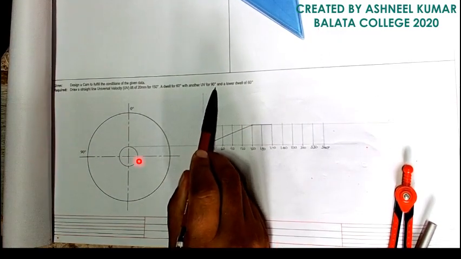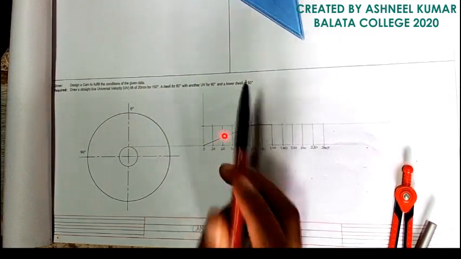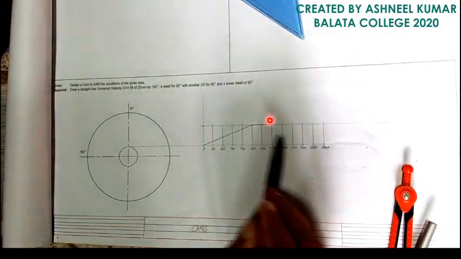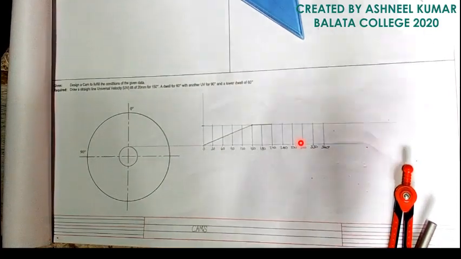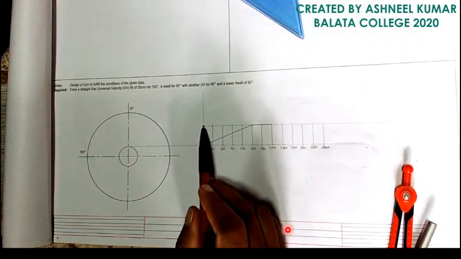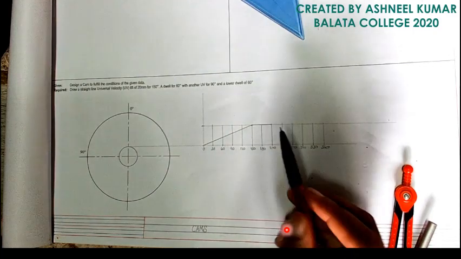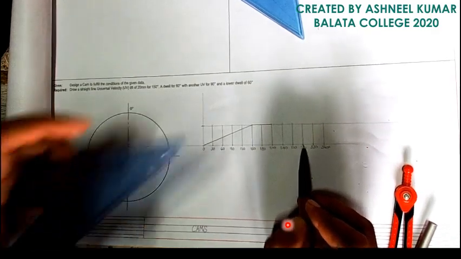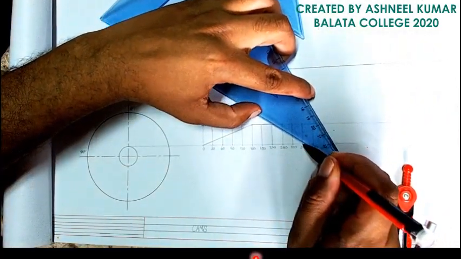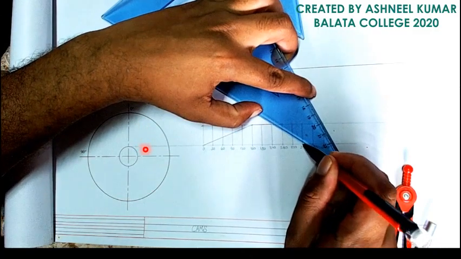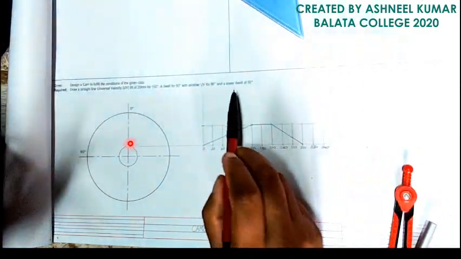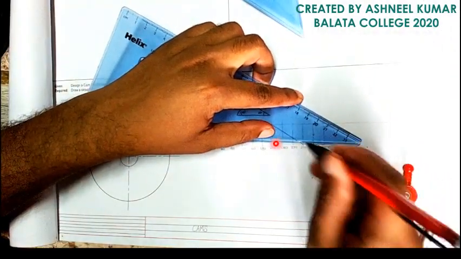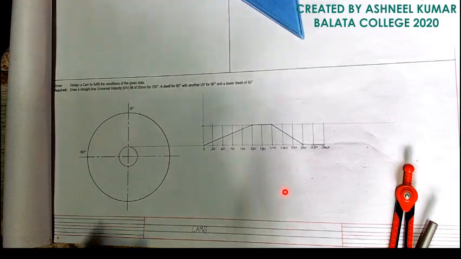Now the next one is another uniform velocity for 90 degrees and a lower dwell of 60 degrees. So from 210 you are going to count 90 again. So that will be 240, 270, then 300. That's 90 degrees, right? 30, 30 and 30. So uniform velocity, you know, is a straight sloping line. And the last one is a lower dwell of 60 degrees. So lower dwell or upper dwell will be just a horizontal straight line.